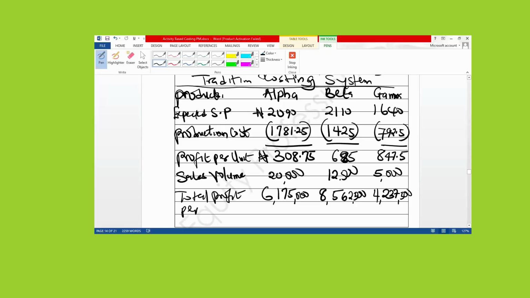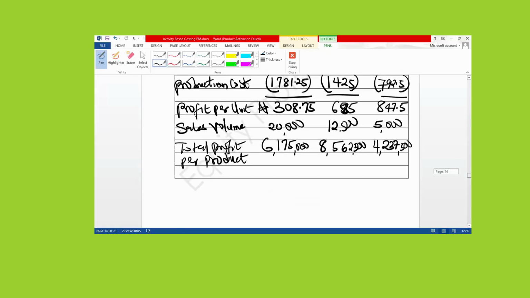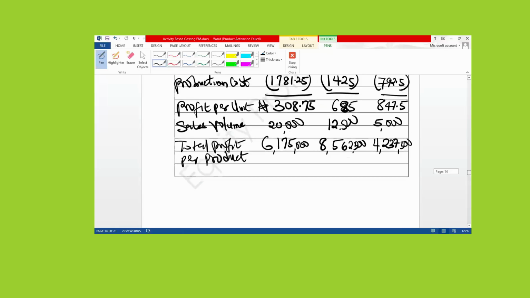If you look at the traditional costing system, it shows that product Beta is giving the company the highest profits. Now let's go and look at activity-based costing: calculation of profit or loss.